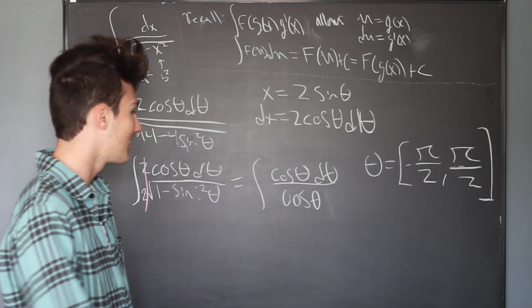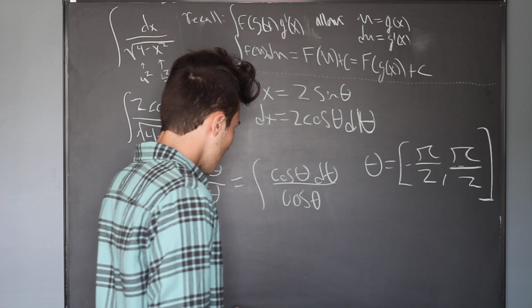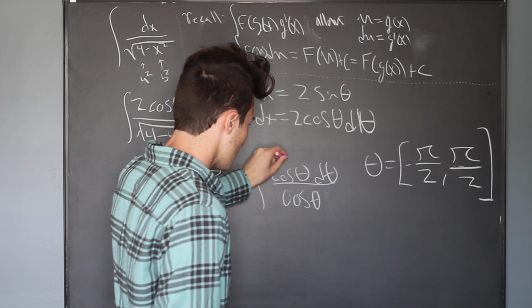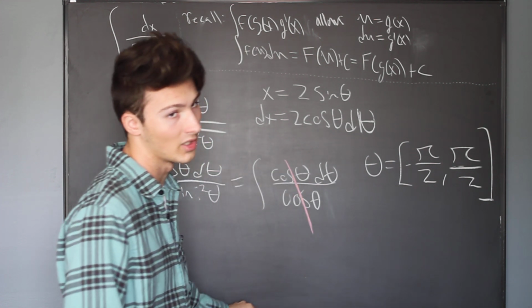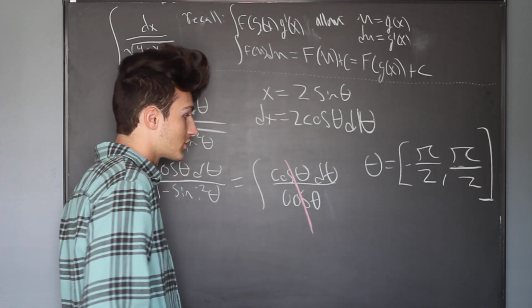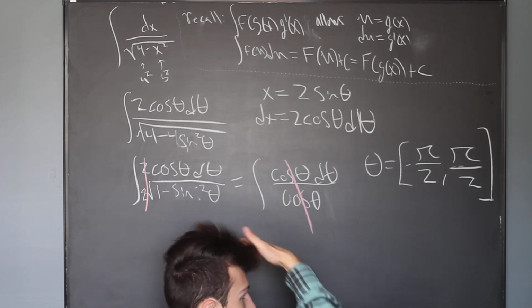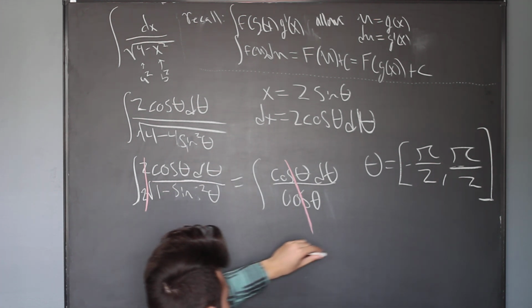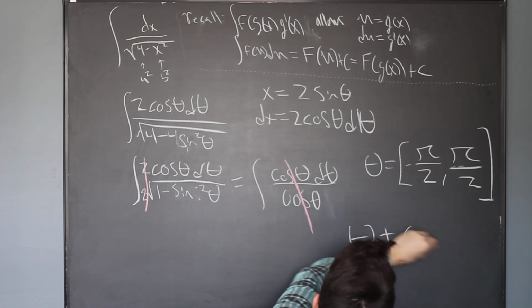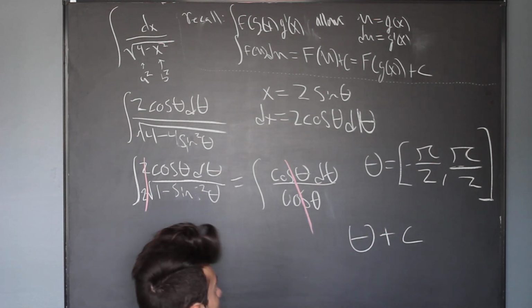well, what's this? It's just theta. And so these two cancel out. Well, turn into one. They don't cancel out, but I'm sure you as the viewer understand. And so there, the integral of d theta is just theta plus c. And so now what we have is theta plus c.